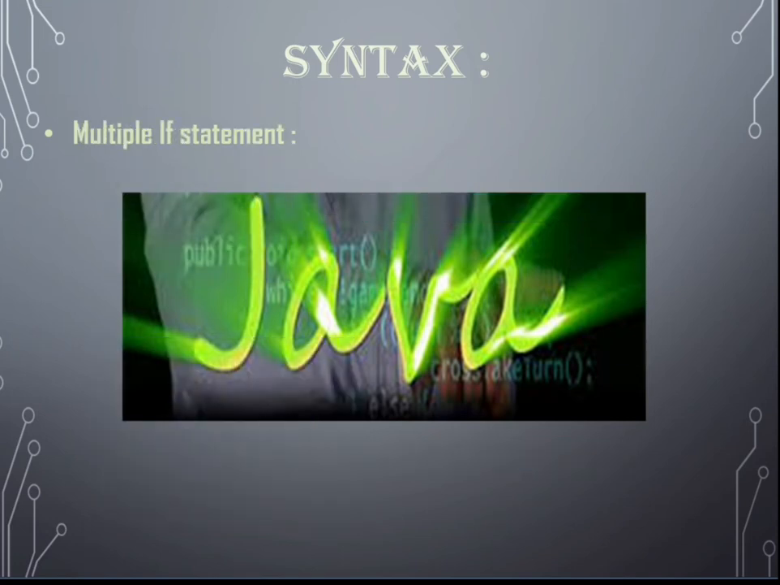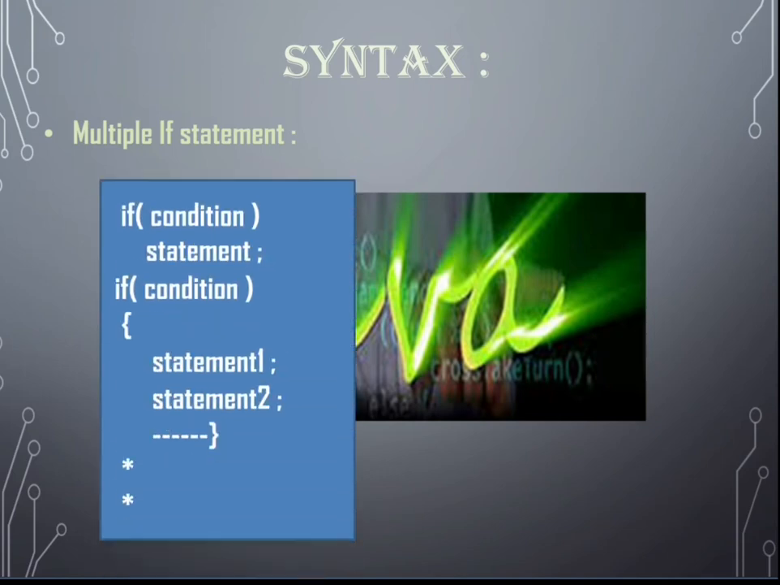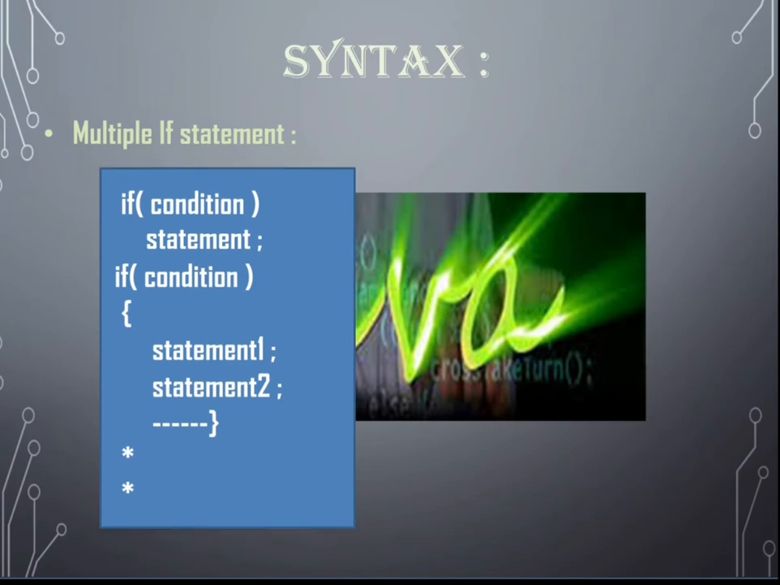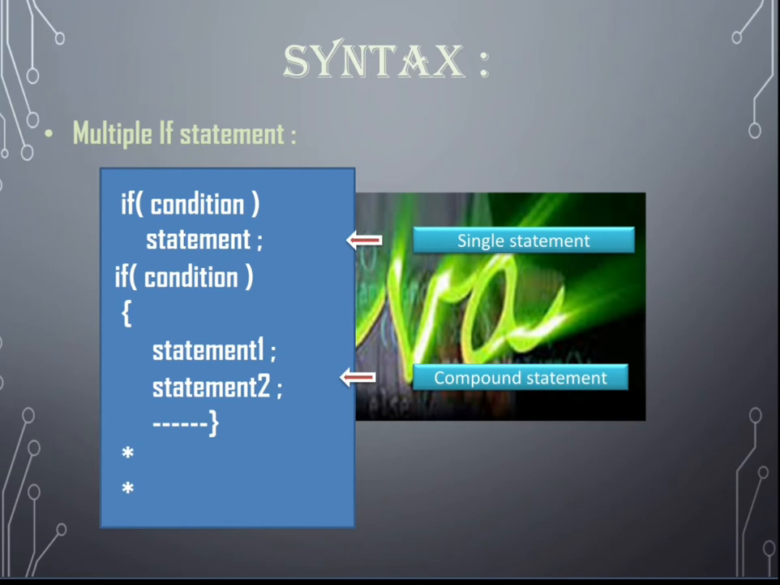And now, the example syntax of multiple if. When we have more than one if continuously in our program, then it is multiple if. We can have any number of if continuously. It can contain one statement also. It can contain a compound statement also. Any number of if we can have in our program, then that is multiple if.